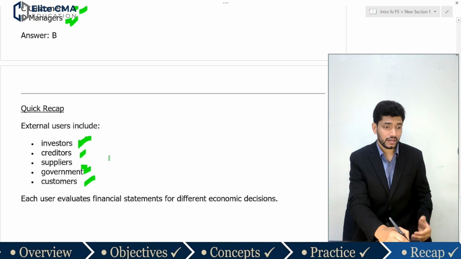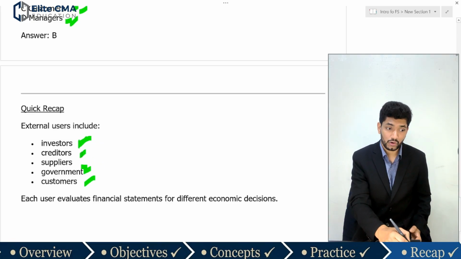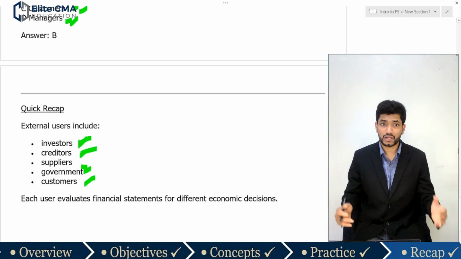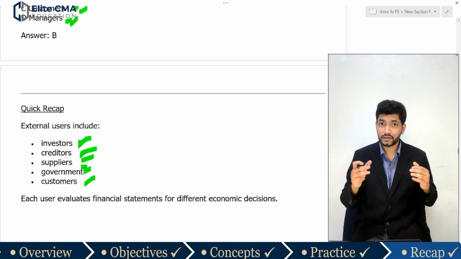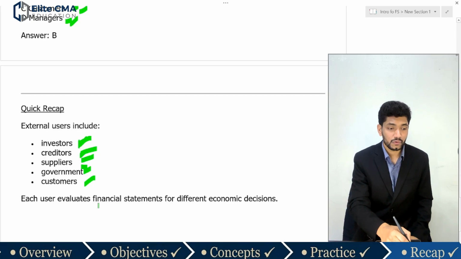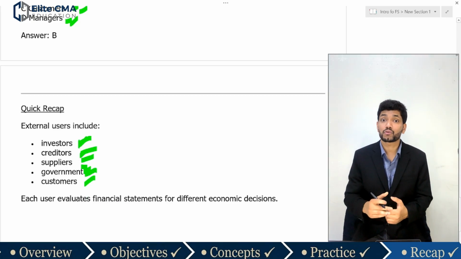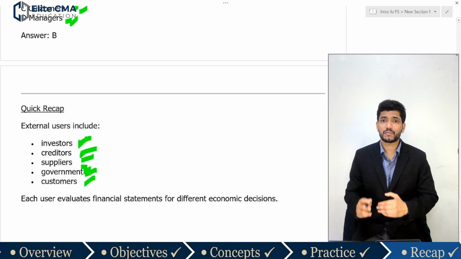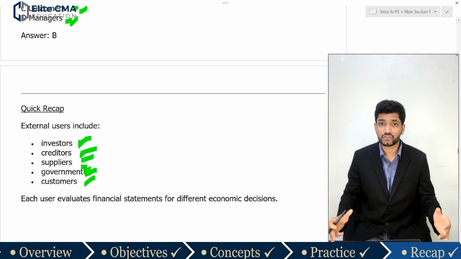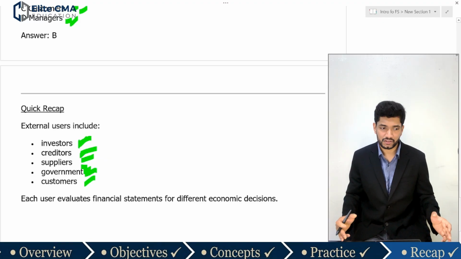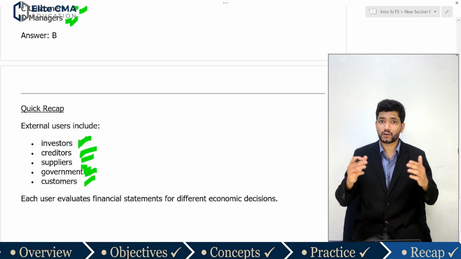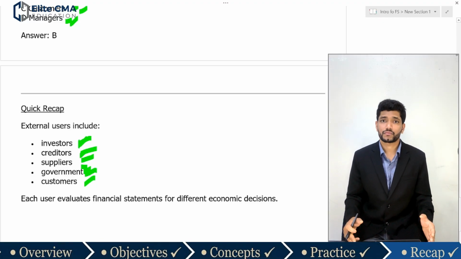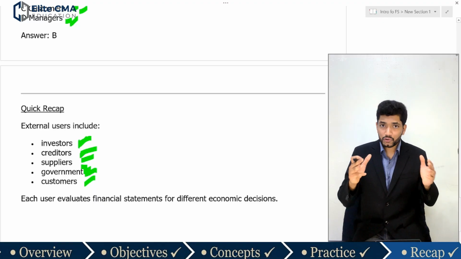Creditors are looking into short-term solvency or liquidity and financial position. Suppliers are also looking into their liquidity and the overall repayment ability. Government is looking into the profit to see the taxation, and customers are looking into the overall financial position to ensure their long-term supplies. So each user evaluates financial statements for different economic decision-making. So this is about today's discussion.